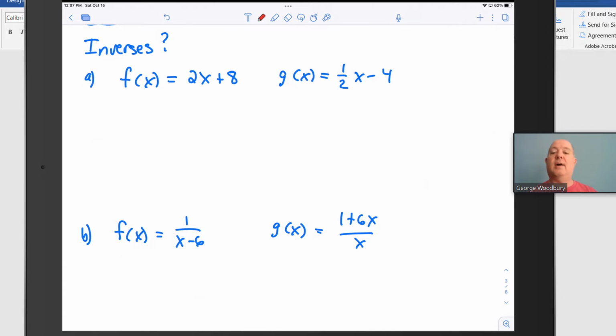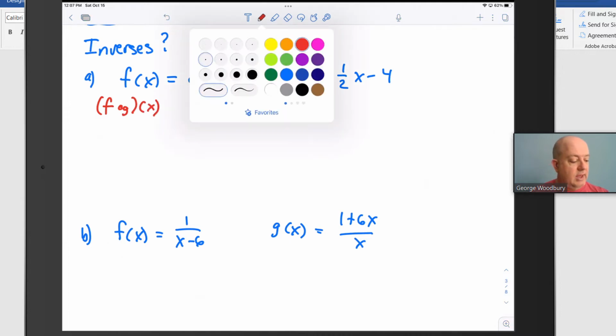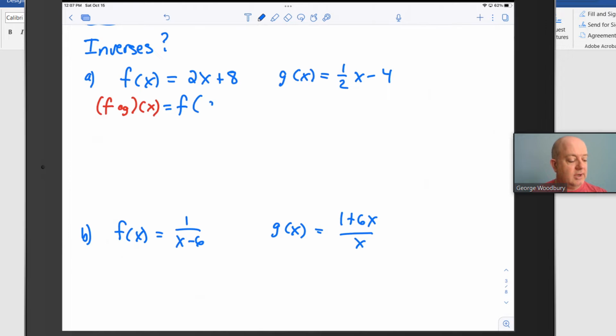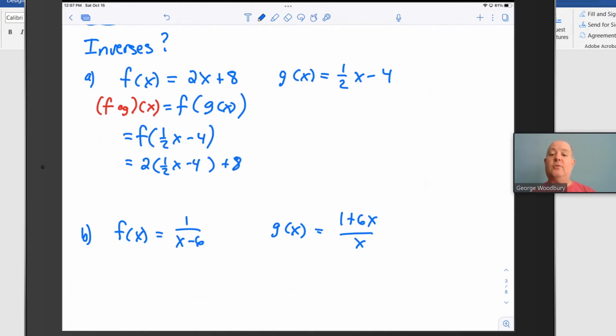So let's start with A. We have f of x equals 2x plus 8, and g of x equals 1/2 x minus 4. So first we want to check f composed with g of x. And I still think it's a good idea to begin with writing it this way, f of g of x. That becomes f of 1/2 x minus 4. And that tells us to substitute 1/2 x minus 4 in for x in the function f. So the function f was 2x plus 8. That's 2 times the input plus 8. We put 1/2 x minus 4 in for that input.